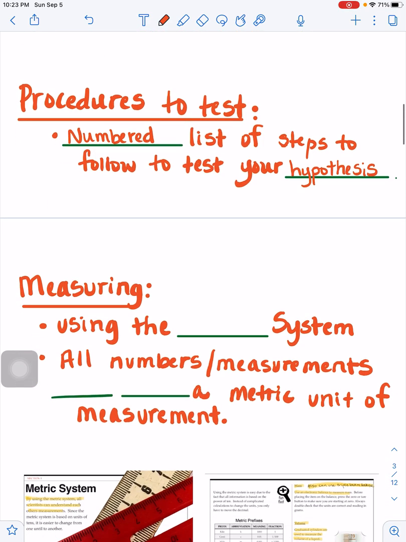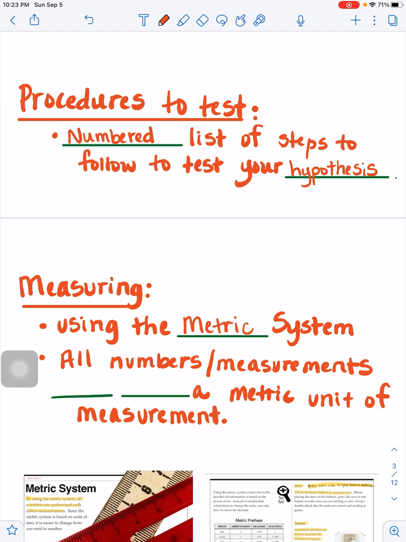All right, measuring is what we worked on previously. It's using the metric system. Scientists must be able to communicate their data to other scientists all over the world, so they will communicate in the system that they're all familiar with. So it's going to be the metric system. Sometimes it's called the SI system, which stands for System International. So it might say put the SI unit. Same thing as metric system.